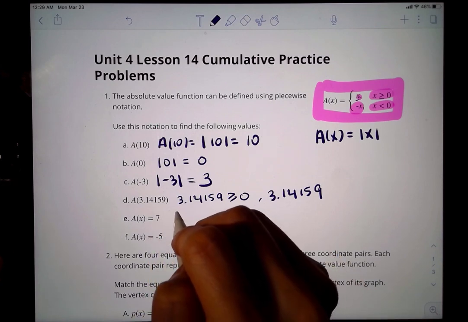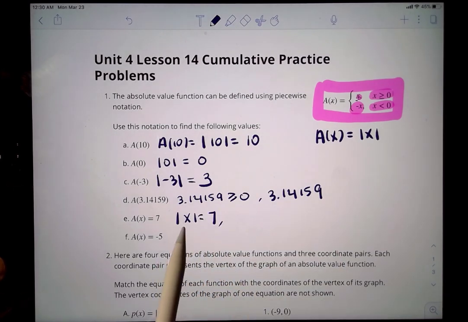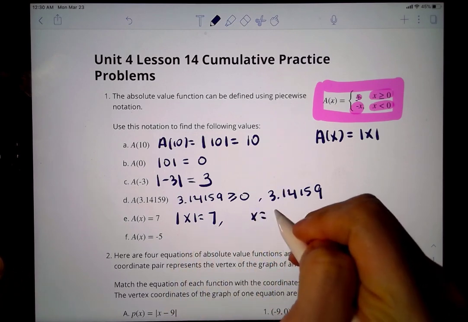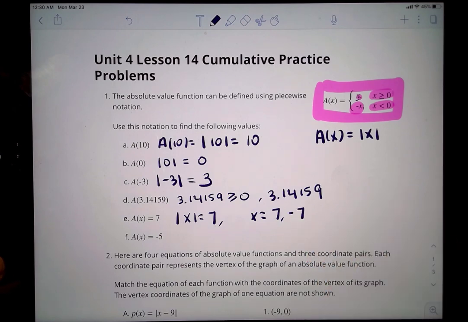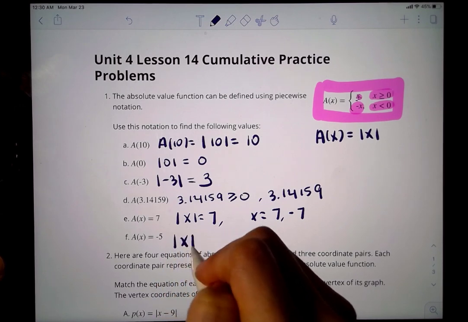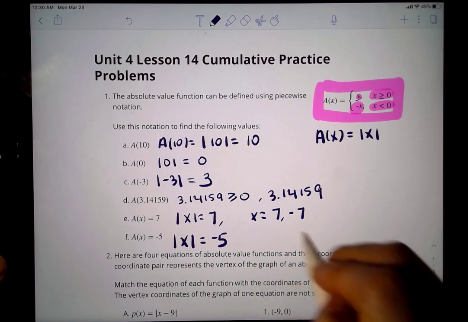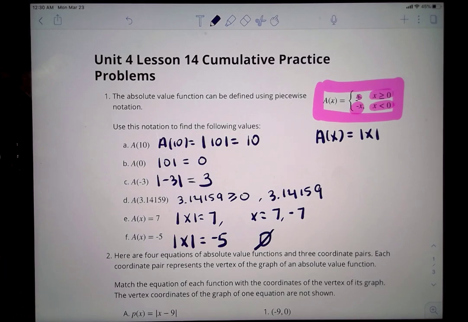Then let's think about this. Absolute value of x equals 7. What x value makes your absolute value 7? That's positive 7 or negative 7, right? And also a of x is negative 5. Then think about it, guys. Can you get a negative number after you do absolute value? Never. So this is what? x has no solution.